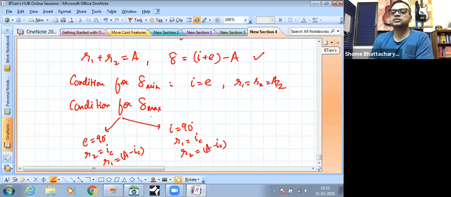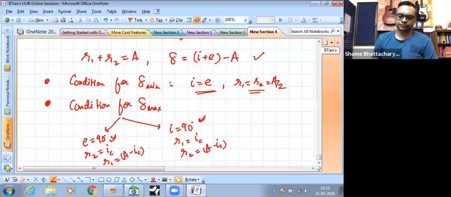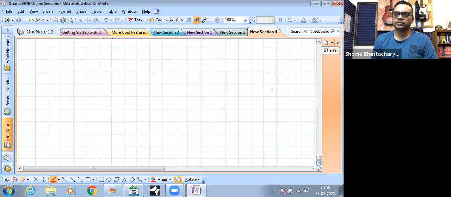If you just remember this concept, that this happens or this happens, and in the case of this, this happens and this happens, then it's easy to remember these two things. So this should be more than enough to be able to solve any problem on the spot. That is about the prism. Now we also have a situation where we look at the approximation for thin prisms.